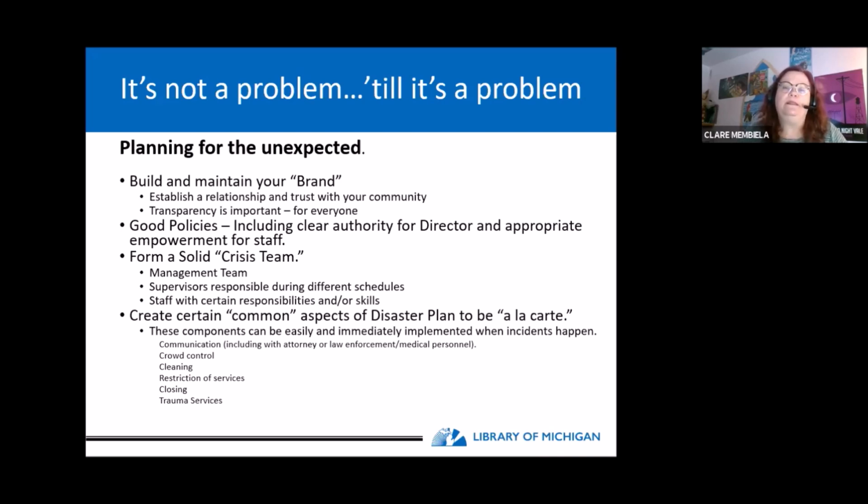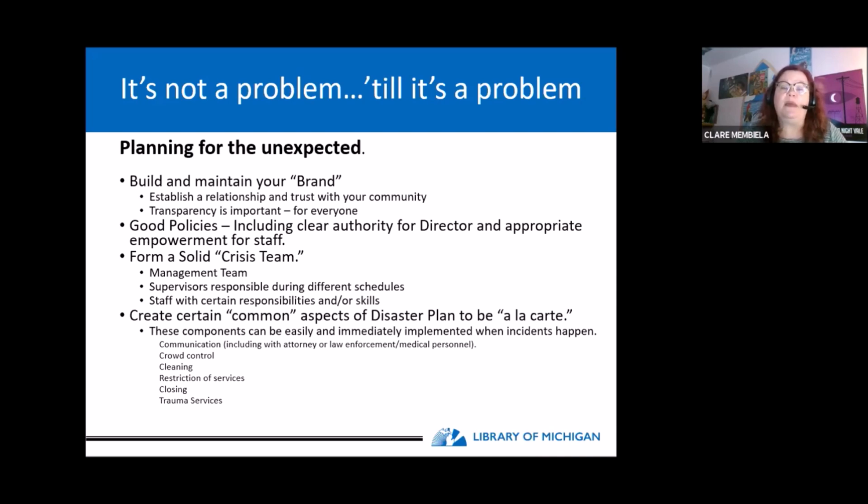One of the ways you can plan for the unexpected is to build your brand. And that's, again, the reputation of your library, right? So as many of you are, if not all of you, right now you have an established relationship with your community. And in the large majority of circumstances, you have trust. So do what you can to maintain that and build on it.